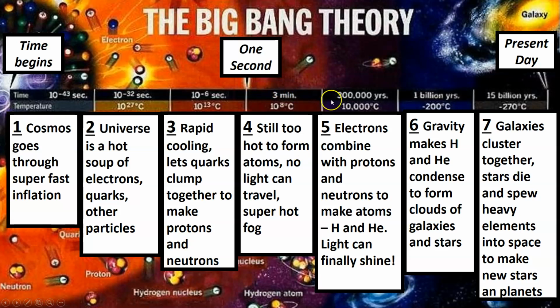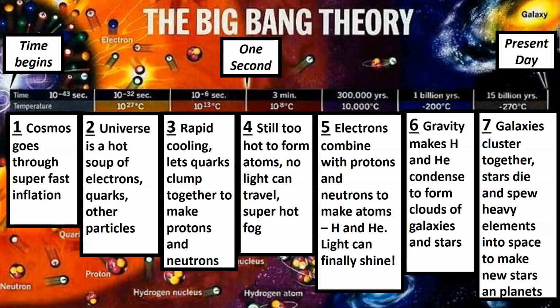And then if you look, this is 300,000 years, the next part. That's when the electrons start combining with the protons and neutrons to make the atoms. Things are finally cool enough for that to happen. And so they start to clump together and they make the smallest elements that we have, and that's hydrogen and helium. Then 1 billion years goes by, gravity kicks in, and gravity starts making the hydrogen and the helium condense together, and that's what starts making the stars, is the hydrogen and the helium clumping together.